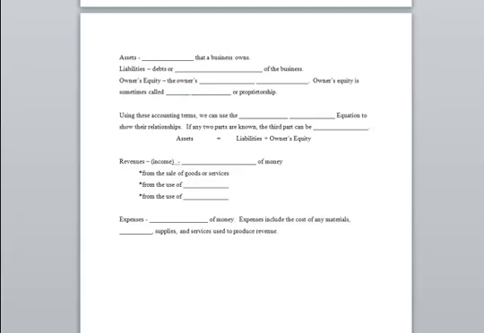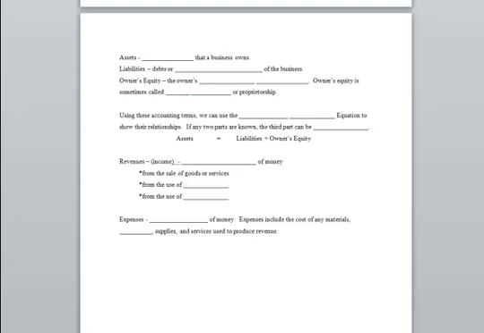The first one is assets. This is property that a business owns. Things of value like cash, supplies, equipment, buildings, vehicles, any property that a business owns would be considered an asset.